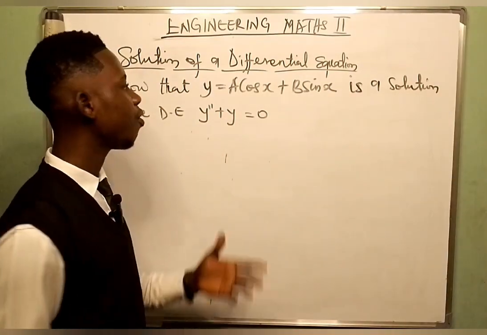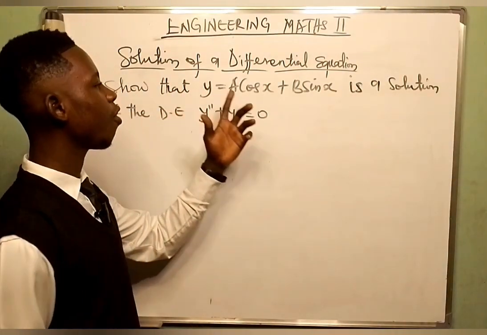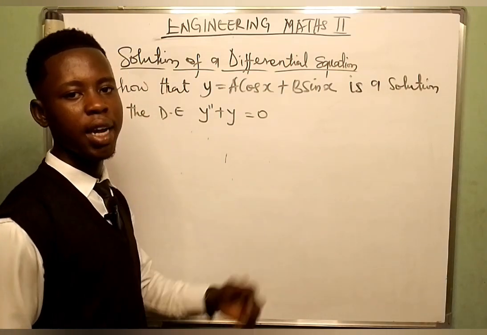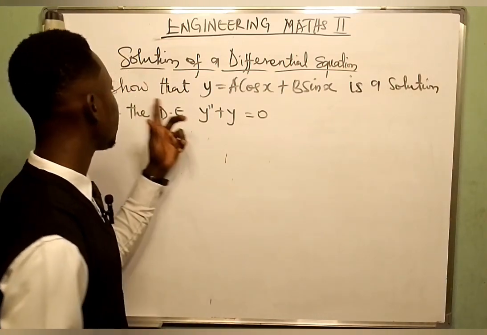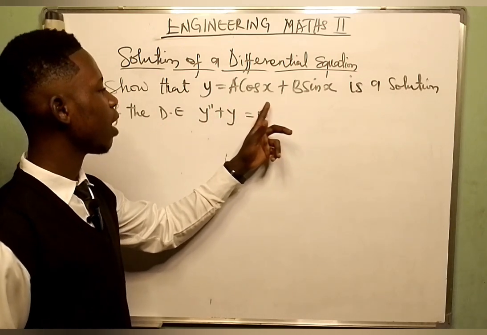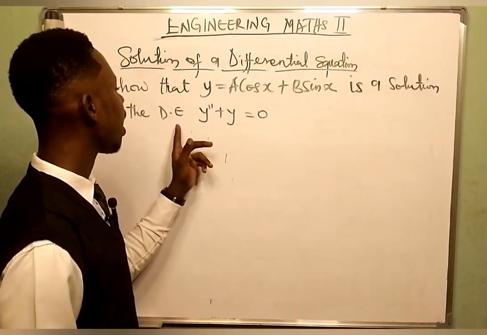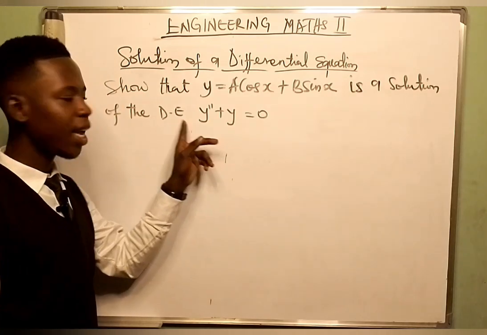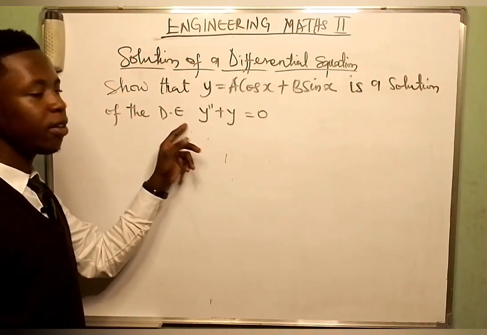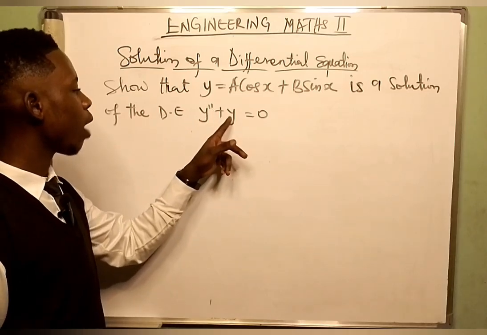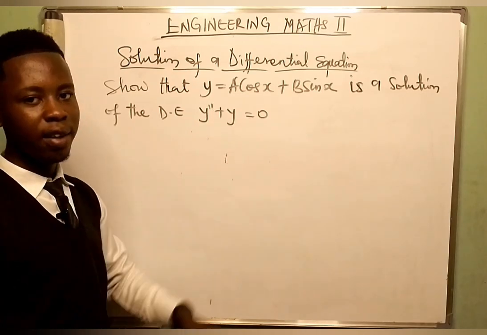Now, here we have what we call solution of a differential equation, and we are given an equation to solve. We are asked to show that y equal to a cos x plus b sin x is a solution of the differential equation. Whenever you hear or see DE, it means differential equation: y prime prime plus y equal to 0.